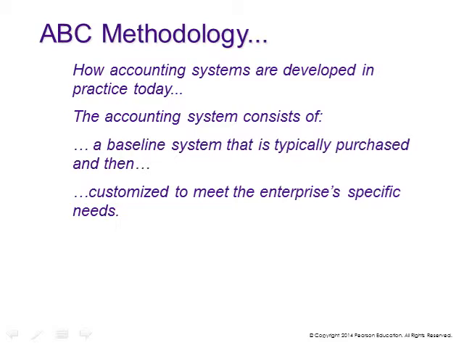And this just reiterates what we talked about earlier. The accounting system consists of a baseline system that is typically purchased, and we leverage as much functionality out of the baseline system as possible, even if that means that we have to tweak and change some of our business processes. We want to customize as little as necessary because of the complications and complexities that result from customization. And so we want to leverage baseline functionality as much as possible. Then we customize the remaining functionality to meet our individual and unique needs. And it's this baseline plus customizations that consists of our accounting system.